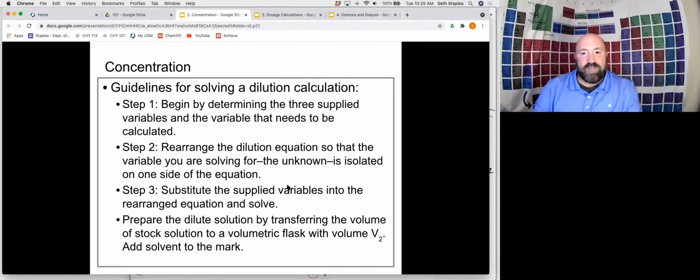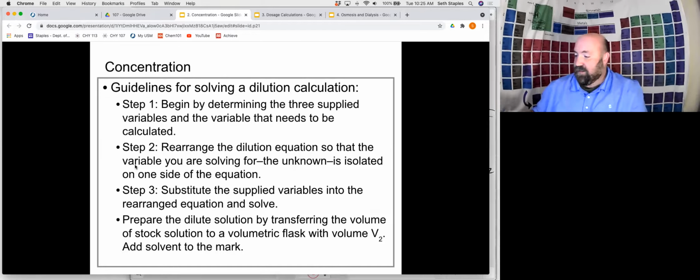And so typically with this sort of calculation, here's our guidelines and our steps. We always begin by seeing which of those 3 variables we actually have. You'll always know 3 of those, and you'll be looking for a 4th. Rearrange your equation so that the variable you're trying to solve for is isolated on one side, a little bit of basic algebra here. Substitute in the supplied variables and solve it.